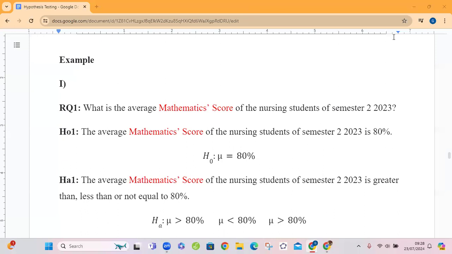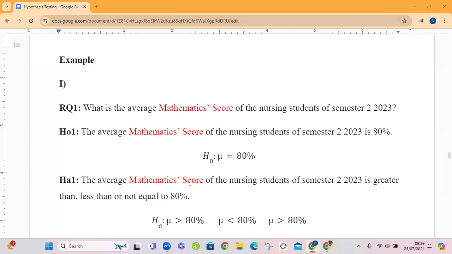Research question number 1. What is the average mathematics score of nursing students of semester 2, 2023? So the null will always respond, well, the average mathematics score of nursing students of semester 2, 2023 is equal to 80%. And here, because this is a test with regards to population mean, this statement will be translated to symbolic form. There is a symbol for population mean. Mu is equal to 80%. That's what the null will always say. For that type of test, the null statement will always have the equal sign.